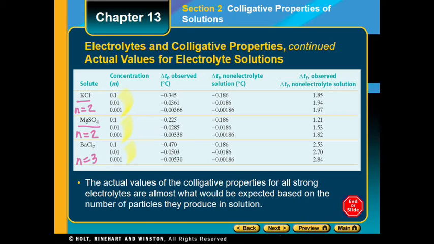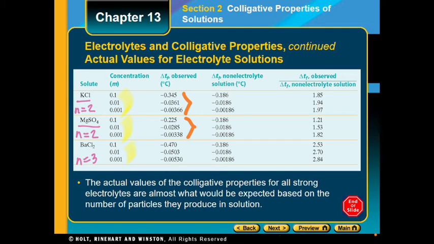Notice that the delta TF between KCl and MgSO4 is not the same. And it's telling you also below here the actual values of colligative properties for all strong electrolytes are almost what would be expected based on the number of particles they produce in solution. But we will talk about this on the next part.